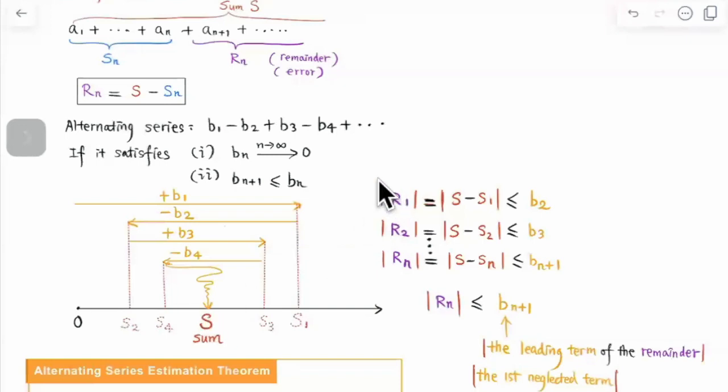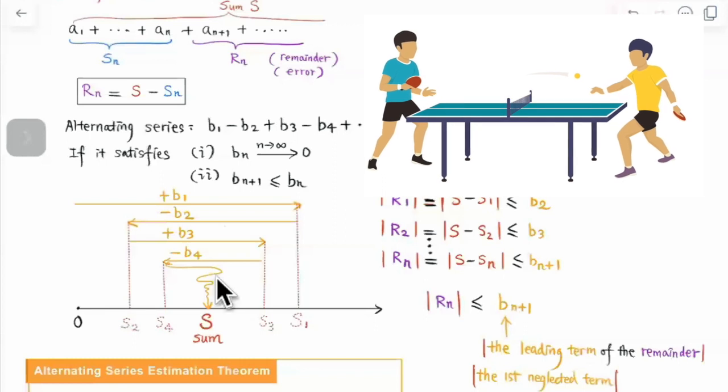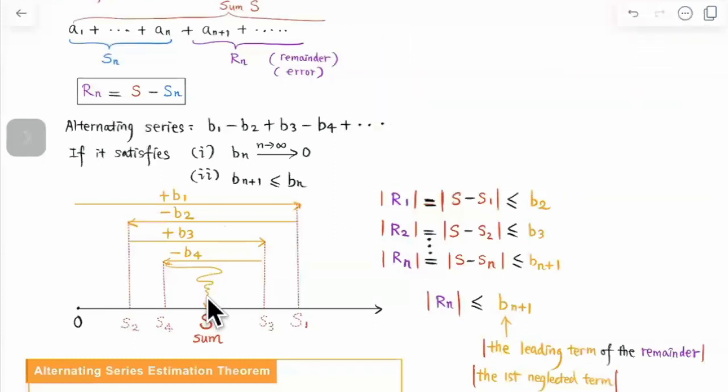Then let's look at the absolute value of the remainder. Let's look at the absolute value of R1, which means you take the exact sum subtracting the first partial sum. Let's look at the picture. Say this alternating series goes back and forth, and the n-th partial sum eventually approaches a finite number, say S, because it satisfies these two conditions. So it goes B1 and then minus B2 plus B3, bouncing back and forth like when you play ping pong, and then eventually it approaches a finite number S, that's the exact sum.